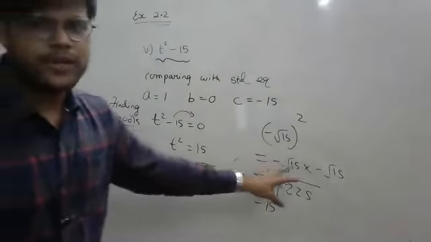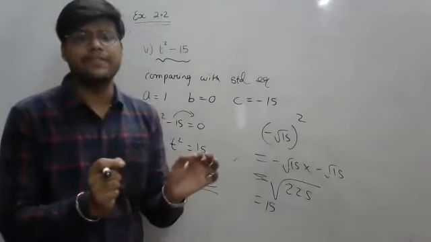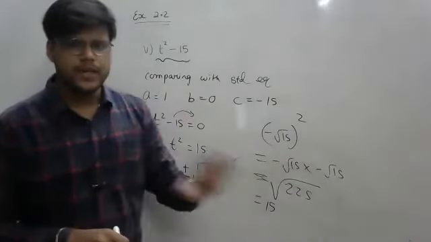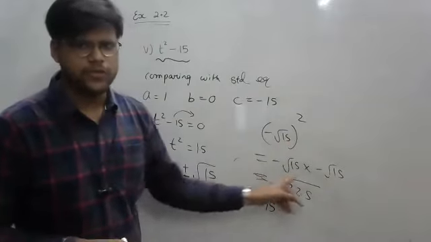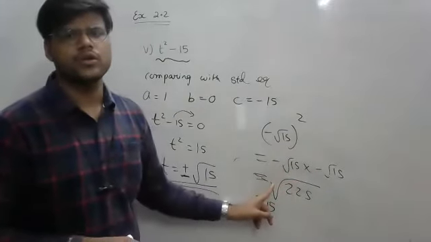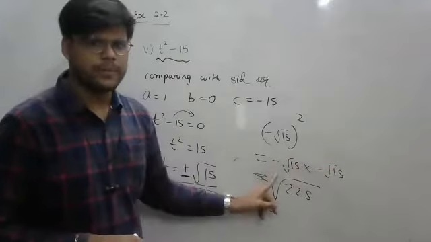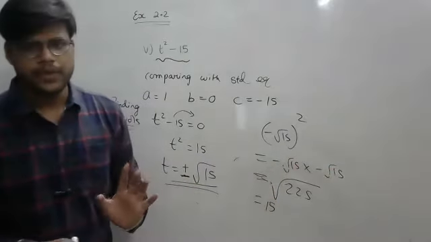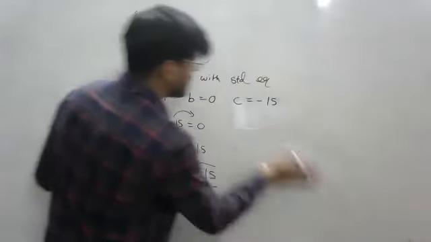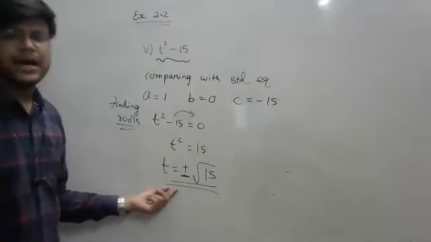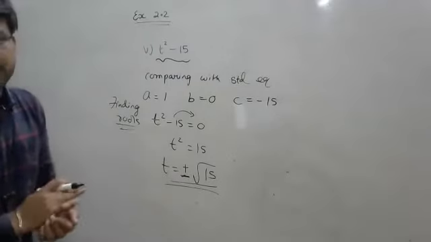ठीक है? If you are having a confusion about how to multiply when numbers are in root, just forget about the root. Both are in root, so जो अंदर वाले numbers हैं उनको multiply कर दो, 15 into 15 is 225, and apply the root. Root 225 is 15. There are many methods for reaching a particular point. So the values which are possible are plus root 15 and minus root 15.